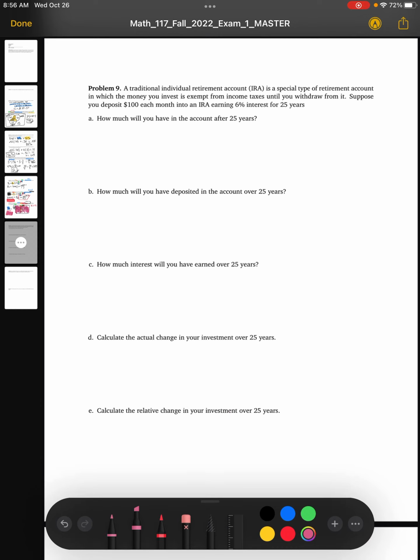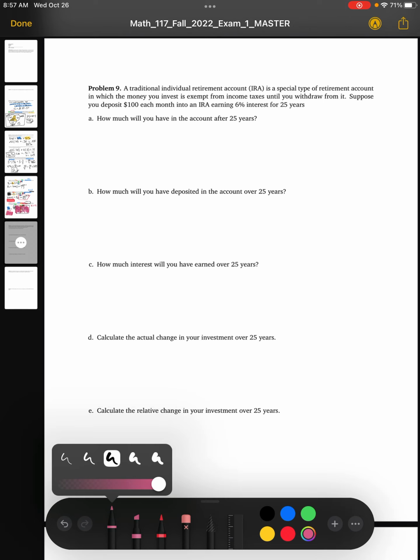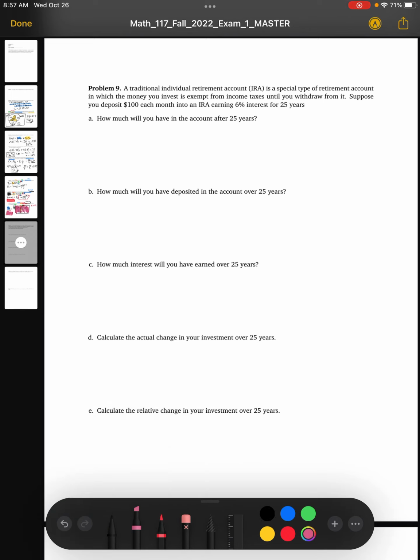Okay. Let's talk about this traditional investment account, this IRA. It's a special type of retirement account in which the money you invest is exempt from income taxes until you withdraw from it. Suppose you deposit $100 each month into an IRA that earns 6% interest for 25 years. So we are going to be using the annuity formula here, and I'll tell you how I know. I see that I'm depositing $100 each month, which means it's a regular deposit amount, which means we're working with an annuity. So we're going to use that same annuity formula that freaked me out before.